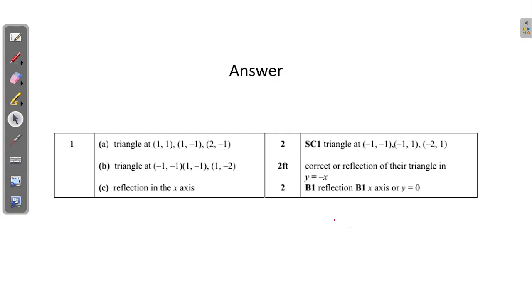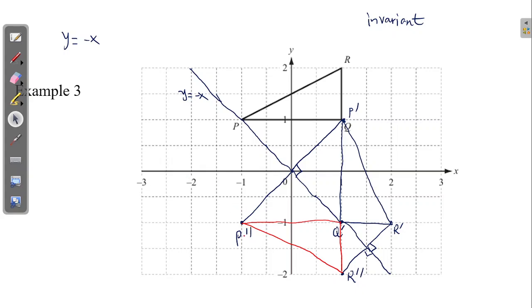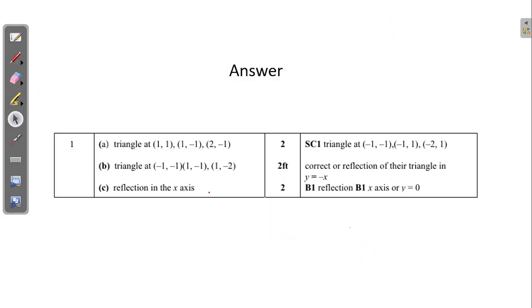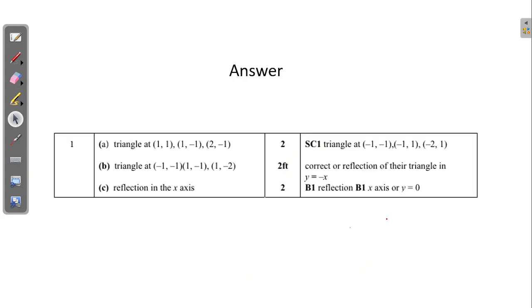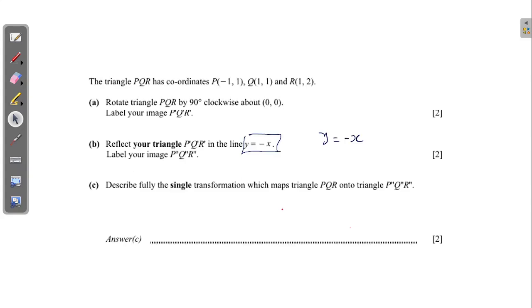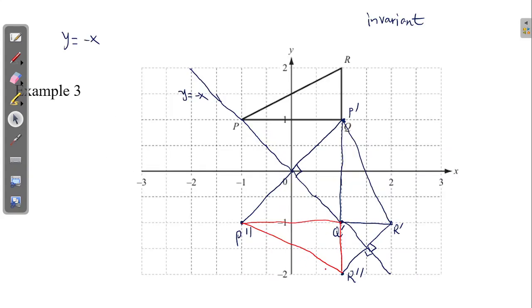So this is the mark scheme. You can see the mark scheme for that B says triangle at (-1, -1). So let's see. You can see that my point P prime prime is at (-1, -1). Correct. Then (1, -1). That is the Q prime prime. Then the last one is (1, -2). That's arrow prime prime, which is correct. So my reflection is correct.